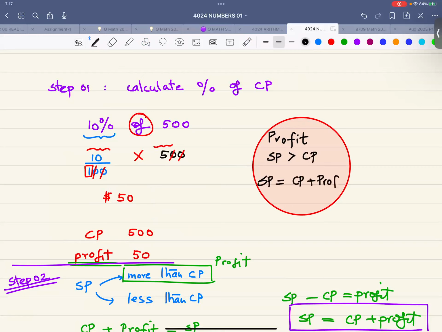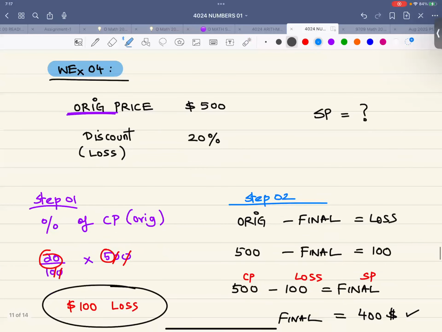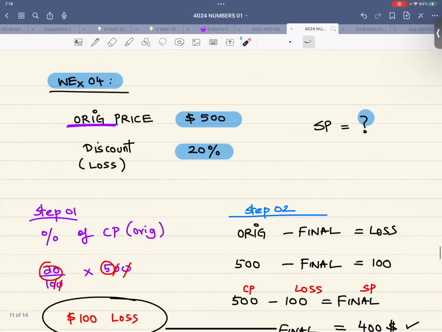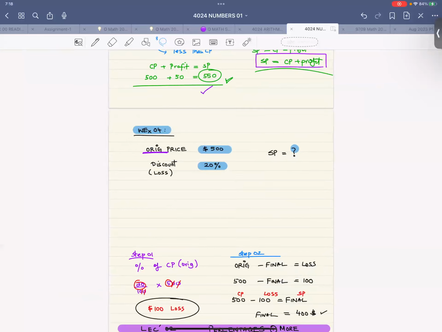Work example 4. Now it says the original price is $500 again. And we are talking about the discount of 20%. What is the selling price? Step 1, once again, that is percentage of cost price. We always calculate the percentage of cost price. So 20% of 500, that comes out to be $100. And now this is a loss. So when we are talking about a loss, let me just make some gap over here, and let me resize it.